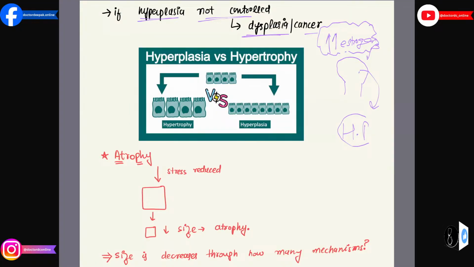And that hyperplasia can go into the pre-cancerous state, which is called dysplasia. And from the dysplasia, it can become endometrial cancer. So they can ask you one question.